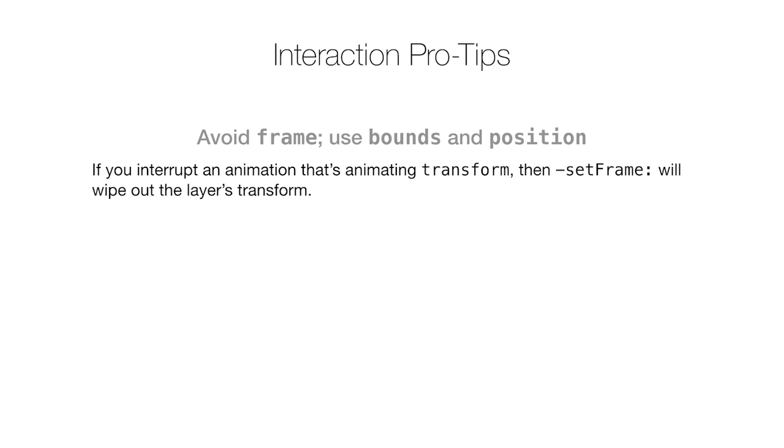And so if we're operating under the assumption that animations can be active at any time, even during layout, and you're animating the transform, like you would be if you were to animate something like scale or rotation of a layer, setting the frame during your layout will wipe out that transform, and it'll jump. So instead, what we recommend is using bounds and position, because these setters don't affect the transform. Apple recommends this approach as well.